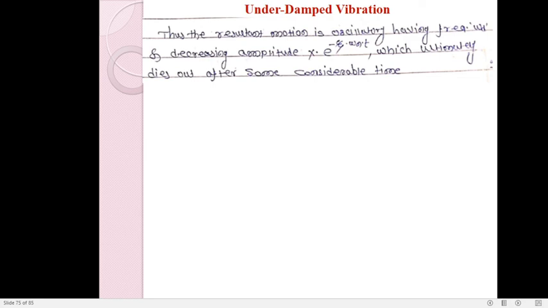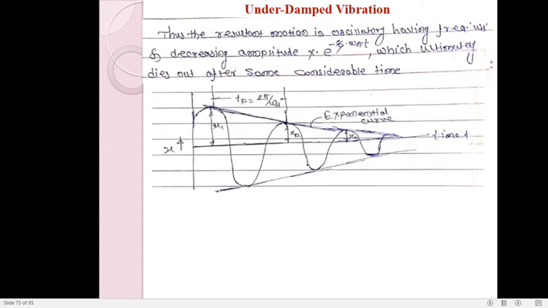But as this is a case of underdamped vibration, meaning the damping is less, the system is allowed to move further. After coming to the mean position, it will move towards the other extremity and will perform a certain number of oscillations depending upon the time as well as the value of zeta. In each cycle, the amplitude goes on decreasing. After some considerable time, the system will come back to the mean position, the rest position.